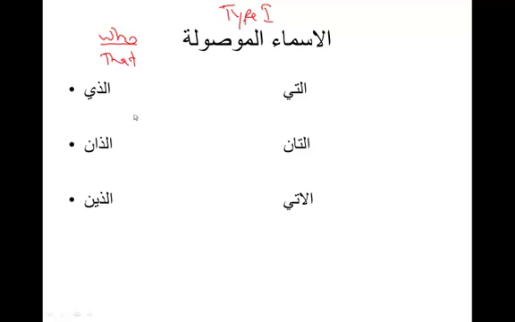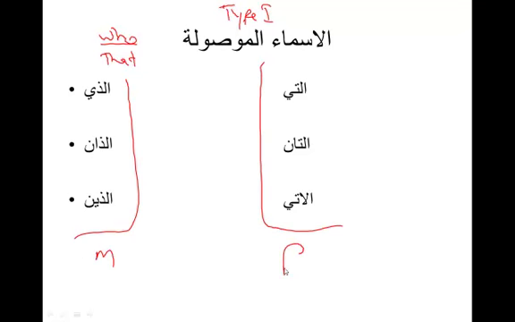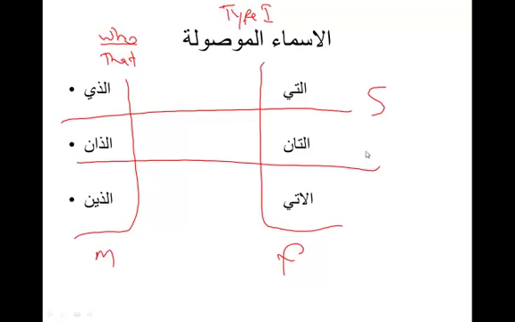So alladhi is he, who, or it, that. Allati is the feminine. So this column right here is the masculine column. This column right here is the feminine column. This is singular. This is dual. This is plural. Okay? And all of them, you combine a pronoun before it. So this could be he, who, or it, that.